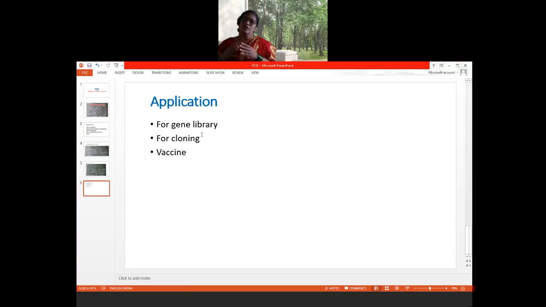So in today's PCR technique, we can produce the number of copies artificially, because naturally, when we want a number of copies from the cell, it requires more time. That's why we can produce the number of copies of the desired gene artificially, in in vitro conditions.